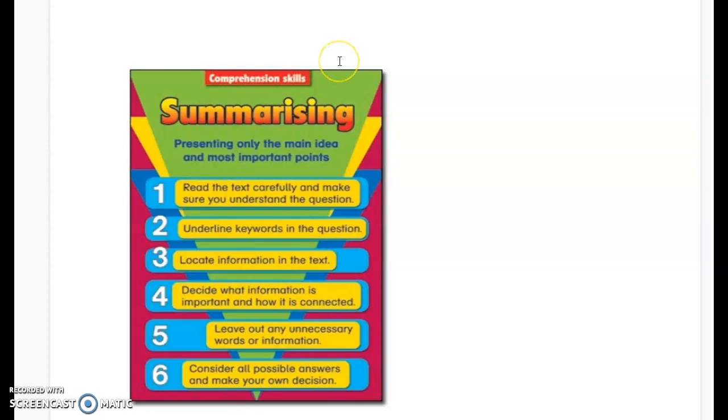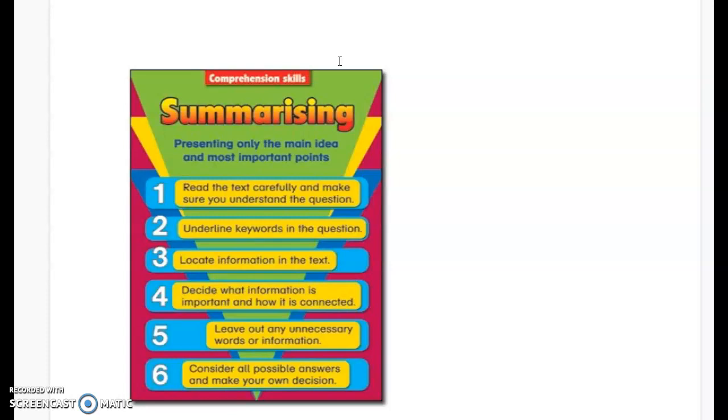So having a look here, these are some steps that you can follow to ensure that you are summarizing correctly. So number one is to read the text carefully and make sure you understand the question that is being asked. Number two, looking for those key words in the question, and I would either highlight or underline those, and they're going to be your key ideas or your key points that you need to go back to. So they're the most important ideas. Number three, you're going to locate information within the text. Number four, decide what information is important and how it is connected.